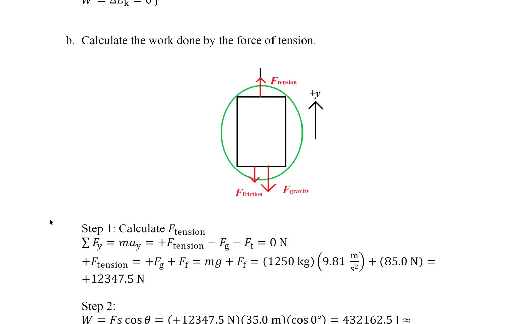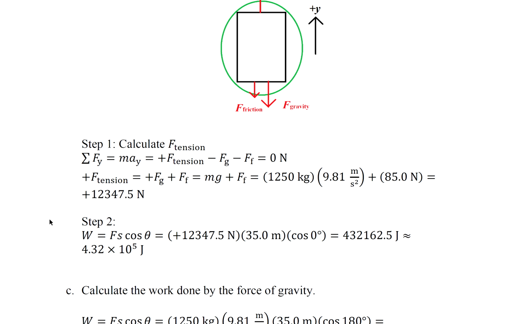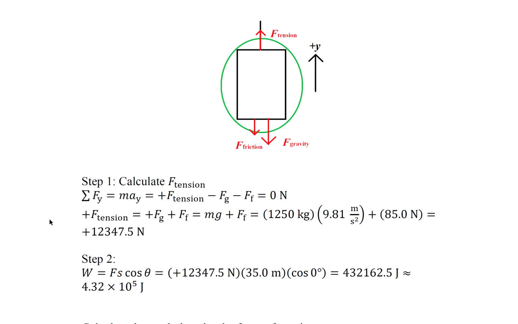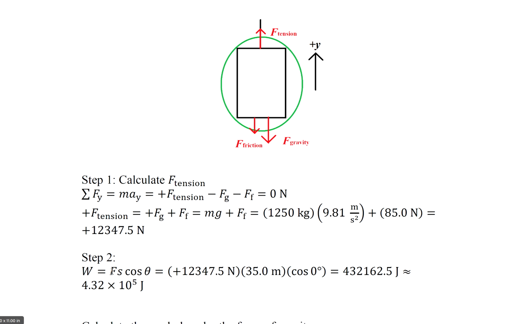So I'm going to say positive y is up. So sigma F sub y equals ma sub y equals plus force of tension minus force of gravity minus force of friction equals 0. We know force of gravity is mg, and we know force of friction is 85 newtons. Step 2, we could use W, work is equal to Fs cosine theta. The force of tension is up, S is up, because it's moving upwards. So the angle is 0. So that's the cosine of 0 degrees.